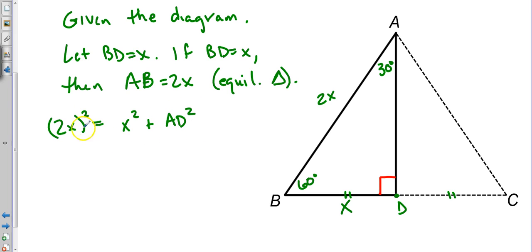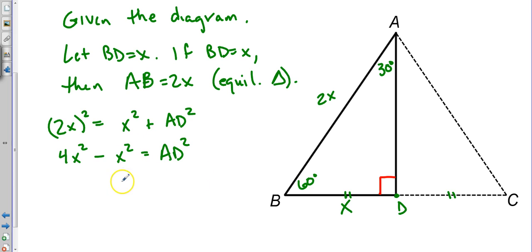So what we can do is we can go through. 2x squared is going to be 4x squared when we apply that exponent. And we're going to subtract our x squared from the right side, and that's going to be equal to AD squared.